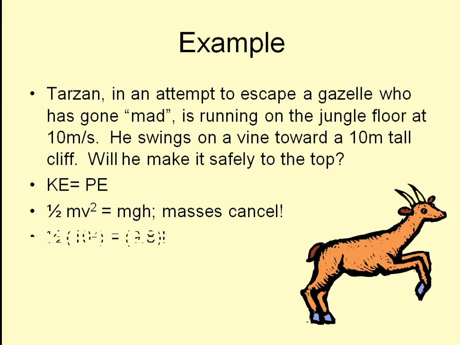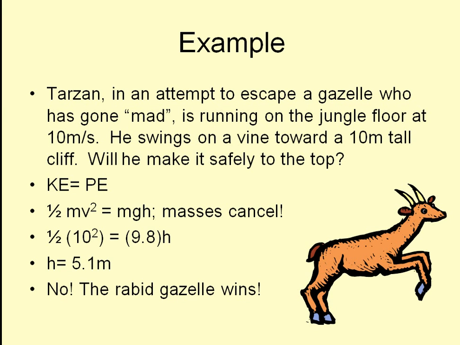Set up our equations. Notice that mass cancels. Then be careful. We do not want to put 10 meters into this problem. We want to solve for height and then evaluate if he went high enough. If we solve for height, he's only going to make it 5.1 meters. So therefore, he's not going to make it all the way up before that rabid gazelle gets to him.